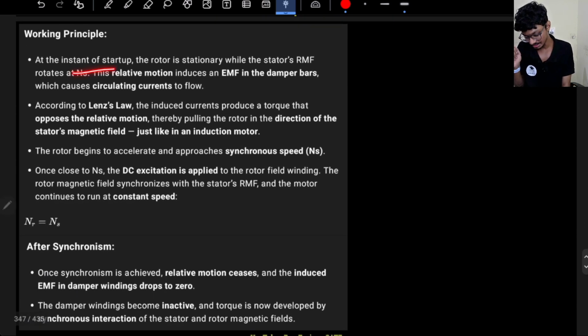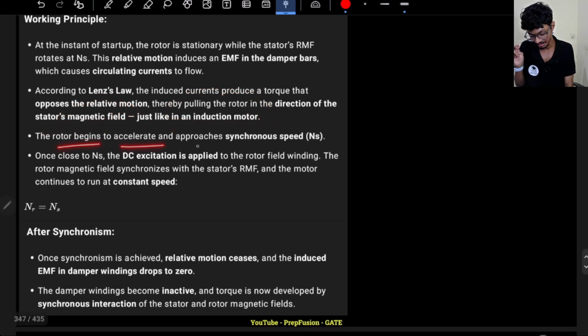Okay, so at the instant of startup, the rotor is stationary while the stator's rotating magnetic field rotates with speed ns. This relative motion induces an emf in the damper bars, which causes circulating current to flow. According to Lenz's law, the induced currents produce a torque that will oppose the relative motion, thereby pulling the rotor in the direction of the stator's magnetic field, just like an induction motor. The rotor begins to accelerate and approaches synchronous speed. Okay, so because it wants to reduce the relative speed.